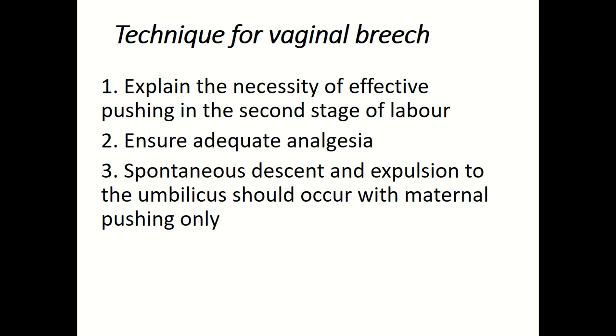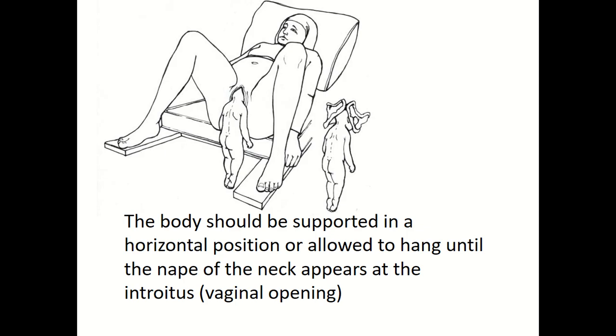So, thirdly, spontaneous descent and expulsion to the umbilicus should occur with the maternal pushing. Don't pull the baby anyhow. Allow the baby to descend with the maternal expulsion until you reach the level of the umbilicus. That is when you are now going to support the baby, and you will hold the baby from the pelvis, not from any part of the body. The baby should be supported in a horizontal position or allowed to hang until the nape of the neck appears at the introitus, just as you can see.